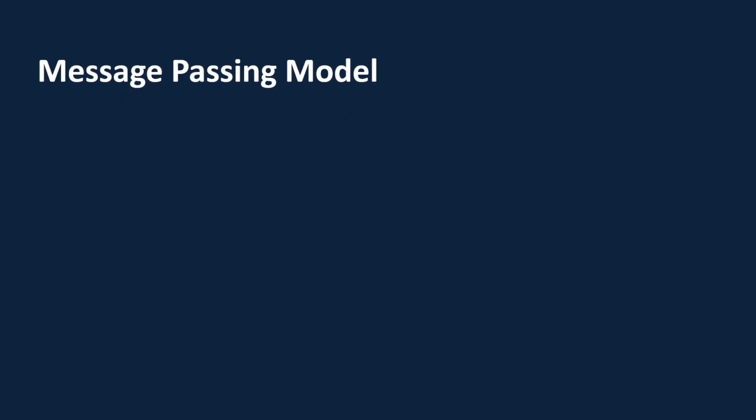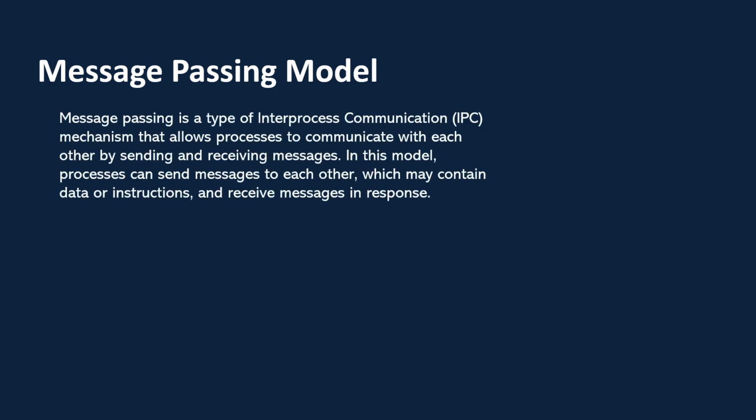The second technique for interprocess communication, or for cooperation, is the message passing model. In the message passing model, there is no common memory space shared between processes. Here, the processes send and receive messages and share the data. One process can send a message to the other, which may contain any data structure or any instructions.